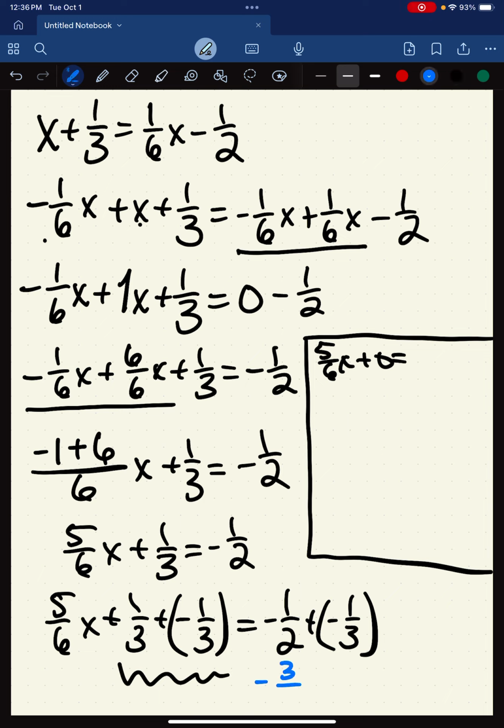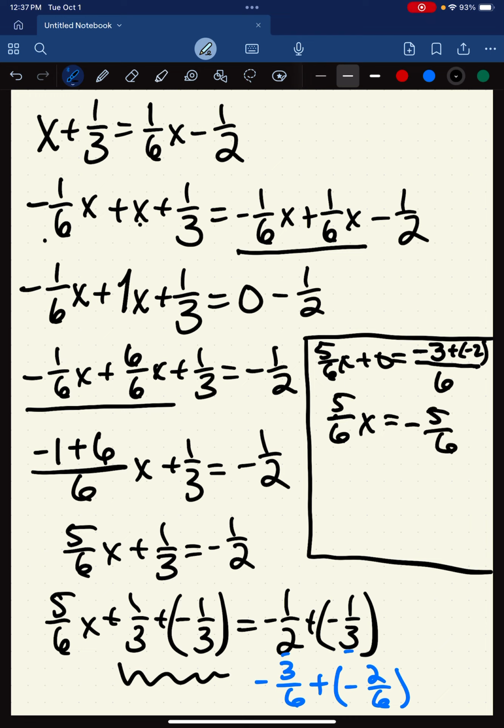So negative 1/2 is negative 3/6, right? Because the least common denominator here is going to be 6. So we need to multiply the bottom by 3 and the top by 3 to get negative 3/6, plus negative 2/6. Whenever we add those together, we keep the denominator, negative 3 plus negative 2. So we get 5/6 x is equal to negative 5/6.